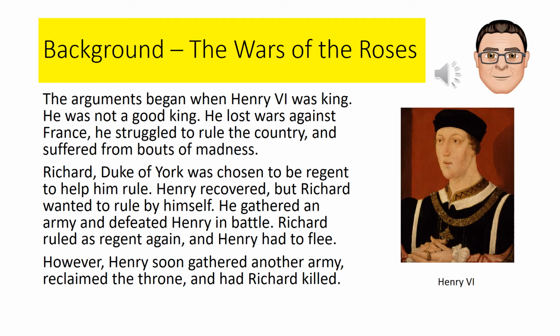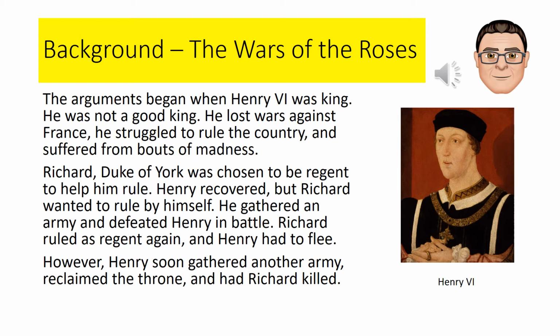The arguments began when Henry VI was king. He was not a good king. He lost wars against France, and he struggled to control the country. On top of this, he often had bouts of insanity. This meant that he was unable to rule, so a regent was chosen to rule for him. This was Richard, Duke of York.